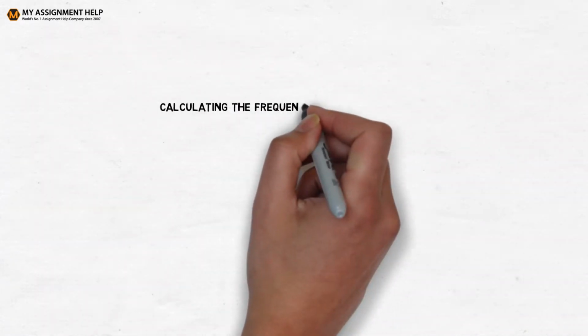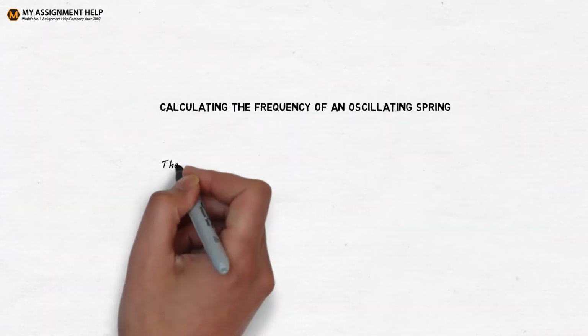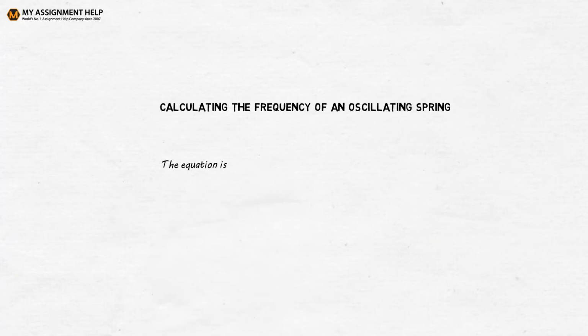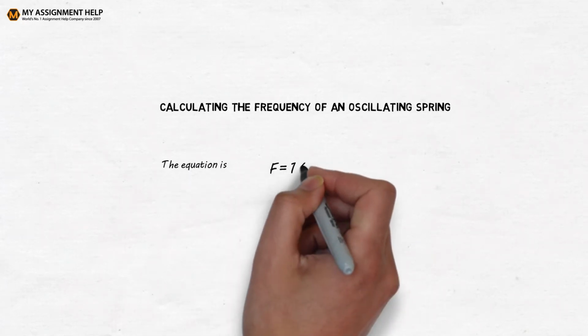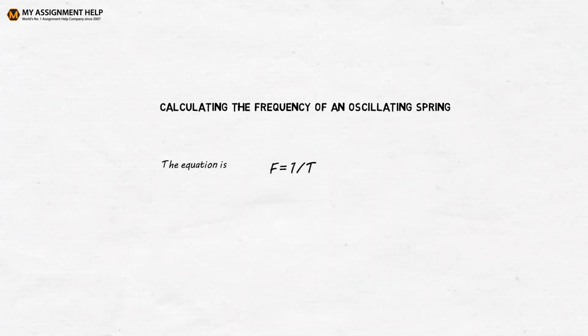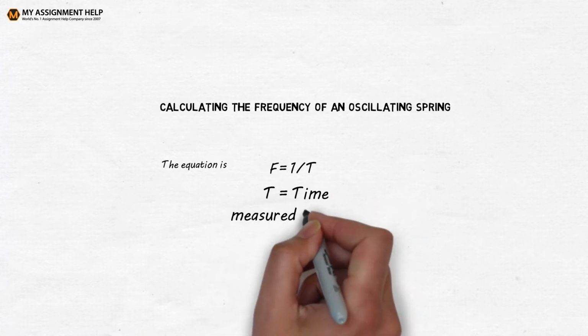Calculating the frequency of an oscillating spring. The equation for calculating the frequency is f equals the inverse of the time period, where T is the time period, and f is measured in hertz.